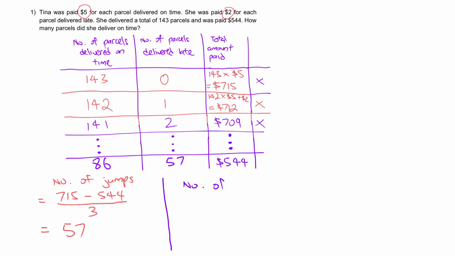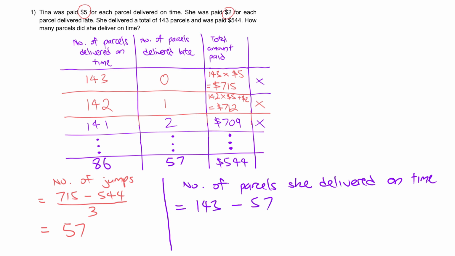Number of parcels she delivered on time: 143 minus 57, and I will get 86. And nothing here. Okay, let's move on.